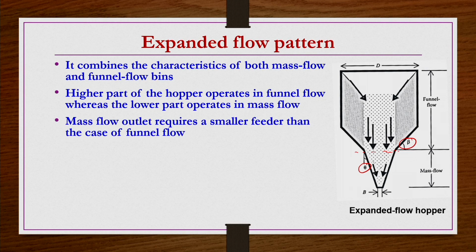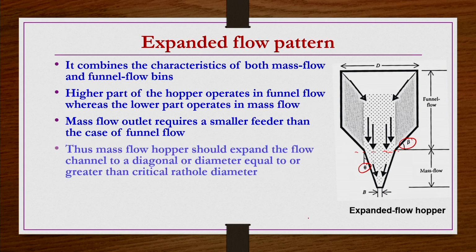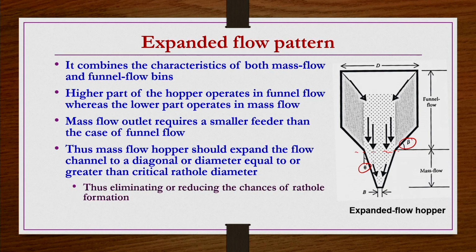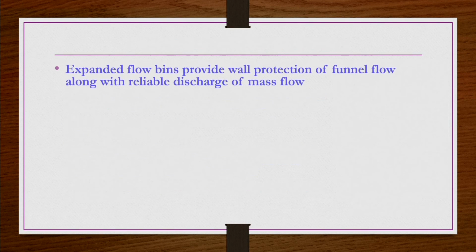Here, the mass flow outlet requires a smaller feeder than in the case of funnel flow. Thus, the mass flow hopper should expand the flow channel to a diagonal or a diameter equal to or greater than the critical rat hole diameter, so that mass flow can take place, and above which the material can flow comfortably. That will eliminate or reduce the chances of rat hole formation. So, expanded flow bins provide the advantages of both funnel flow and mass flow bins.